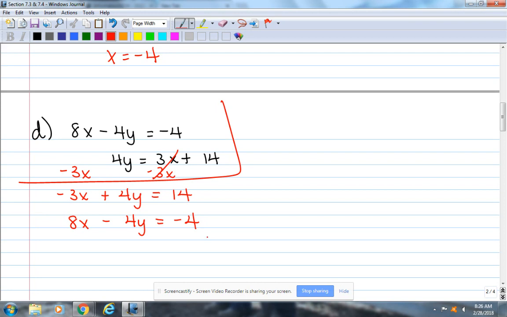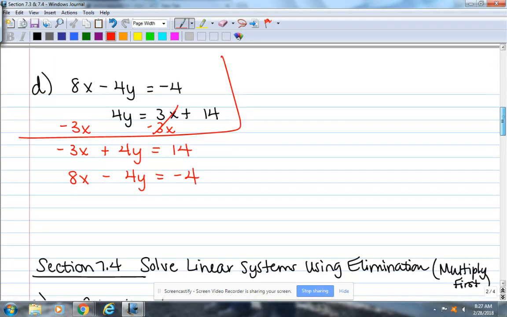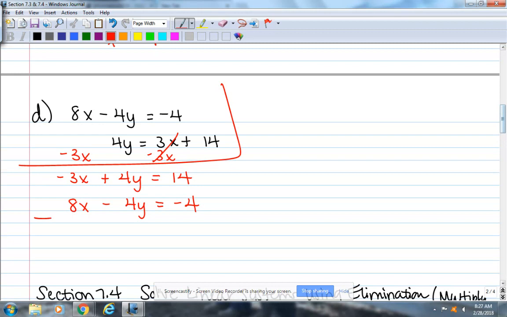So if they don't give us standard form for one, that's the first thing we have to do: make it look like ax plus by equals c. So now, is there a variable that's ready to eliminate? The y's, right? And it's already opposite sign, so it's ready to go ahead and cancel. Good deal. So then I'm going to add my x and add my constants.